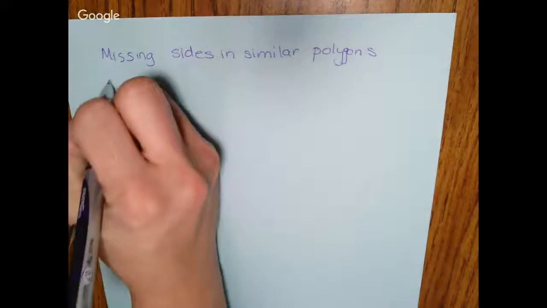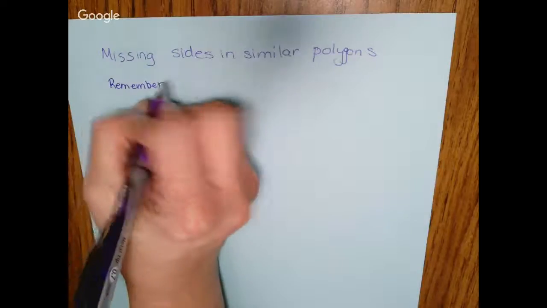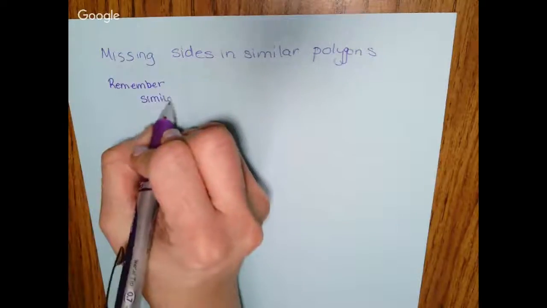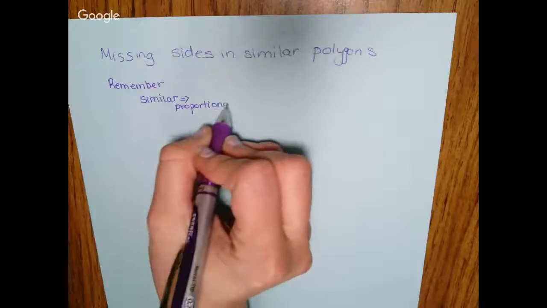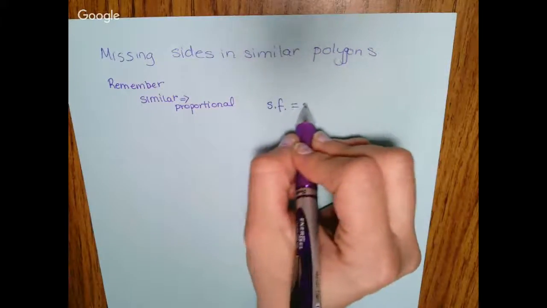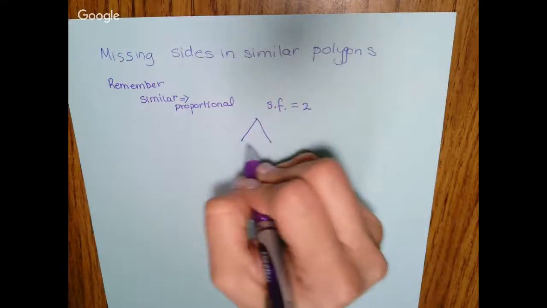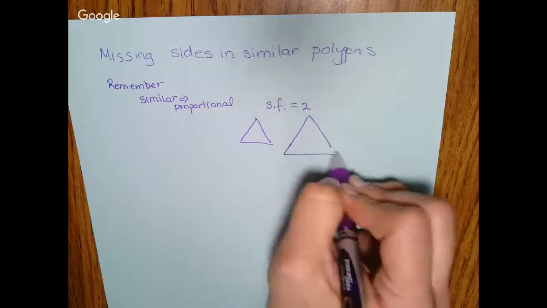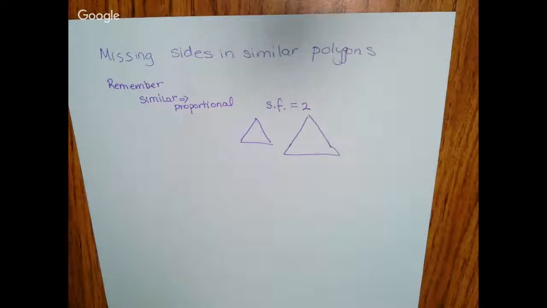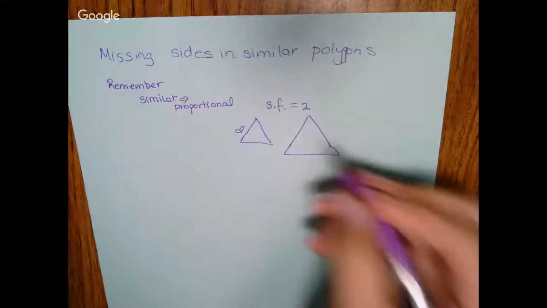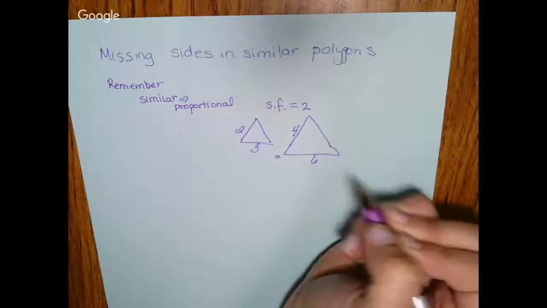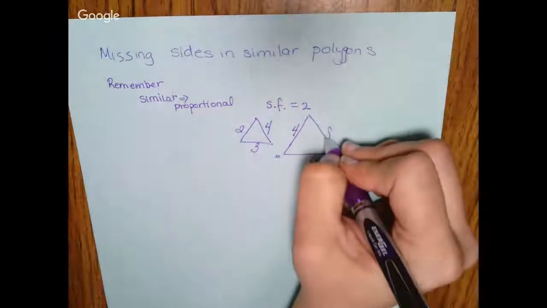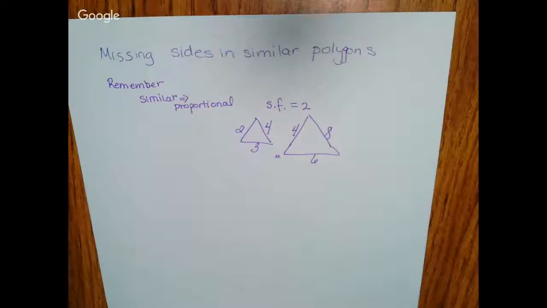So we already know, as a reminder, that similar means proportional. So for example, if I know my scale factor equals 2, and I have these two triangles, if this is 2, well, 2 times 2 means this is 4. If this is 3, well, 3 times 2 means this is 6. And if this side is 4, the corresponding side would have to be 8. So that's what you know already. You know how to use the scale factor.